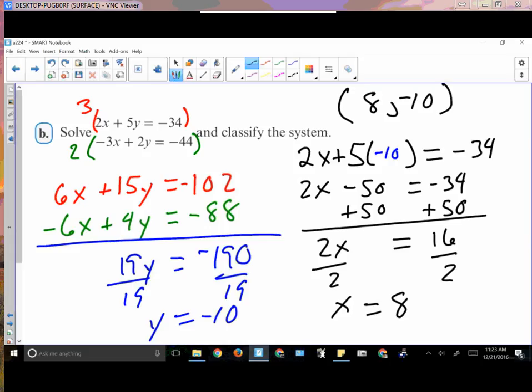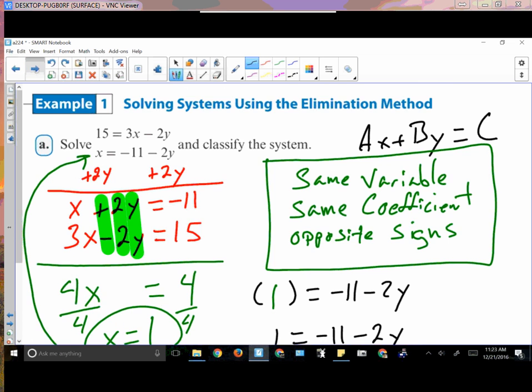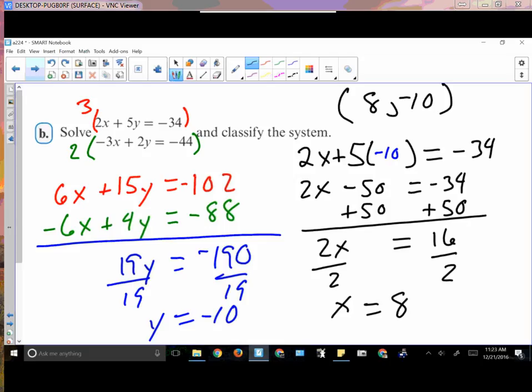So, I'm supposed to classify this. What do I got to classify it as? Well, did I get a solution? Yes. So it is going to be what? We need to back up, take a look at that again. It's a consistent system. These lines are going to cross, so it's going to be independent and consistent. So we would just identify this as independent and consistent. That's it.